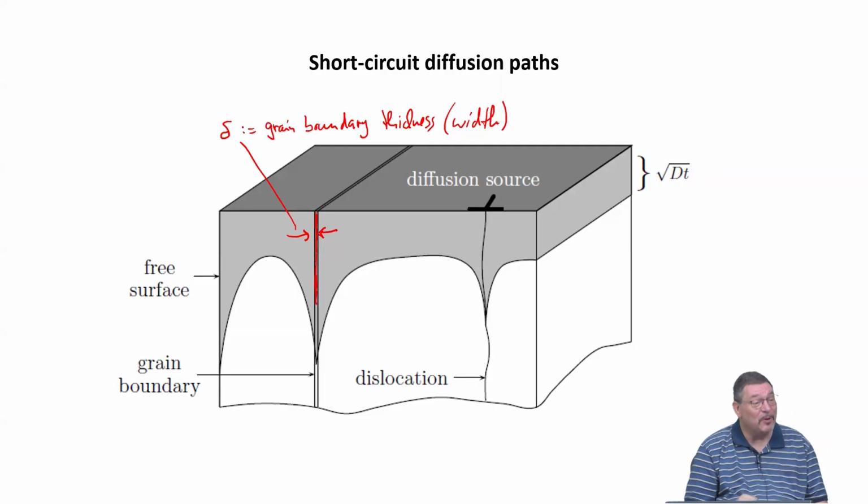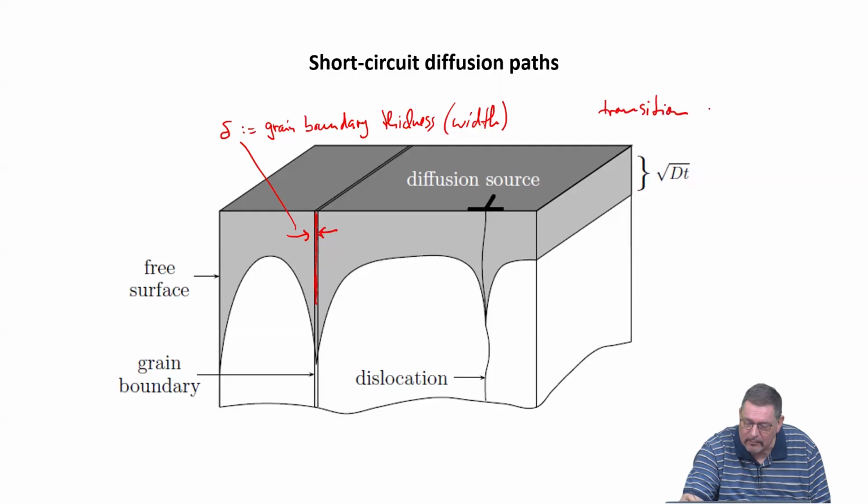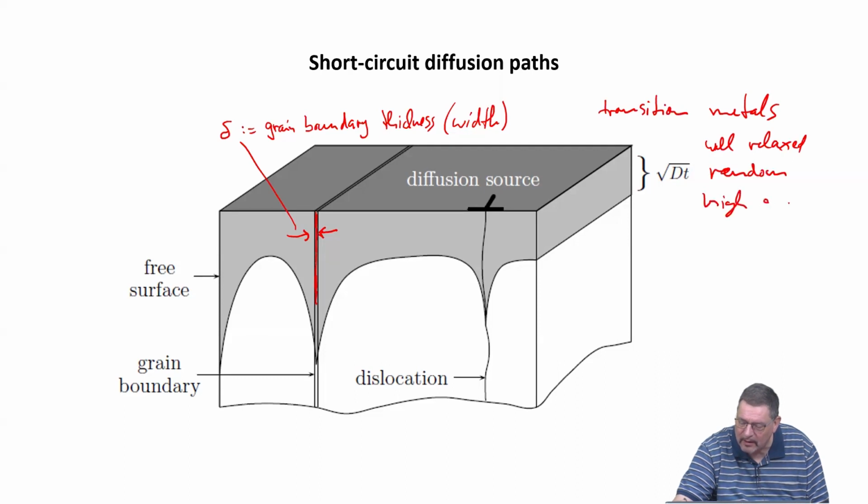No, it's actually 0.5. For transition metals, well relaxed, random, high angle grain boundaries.